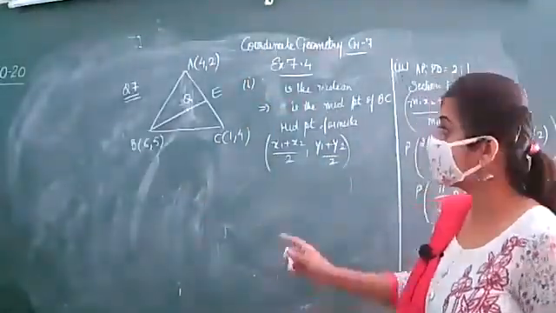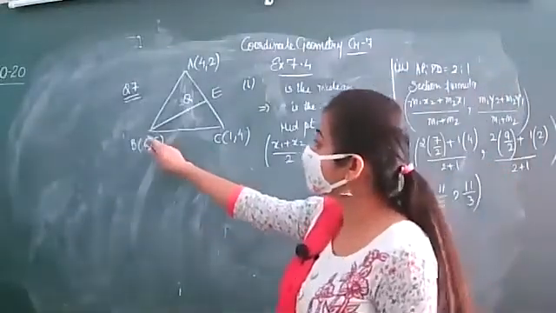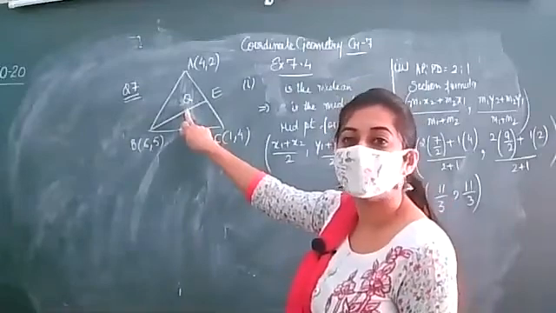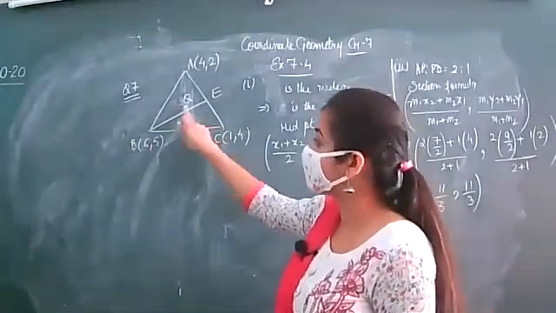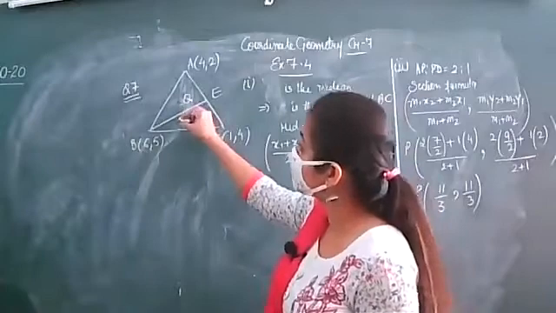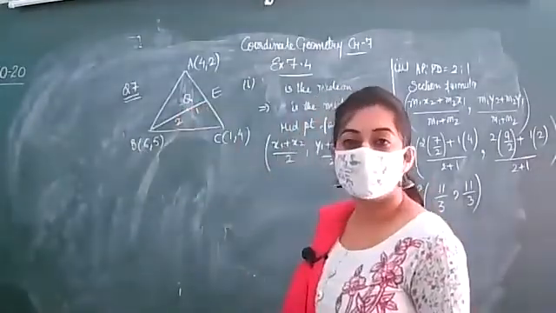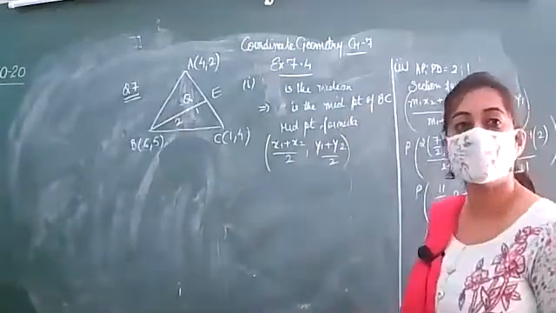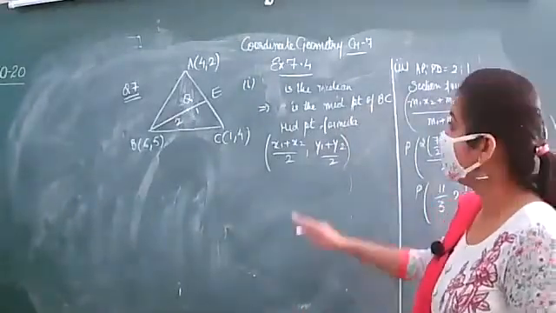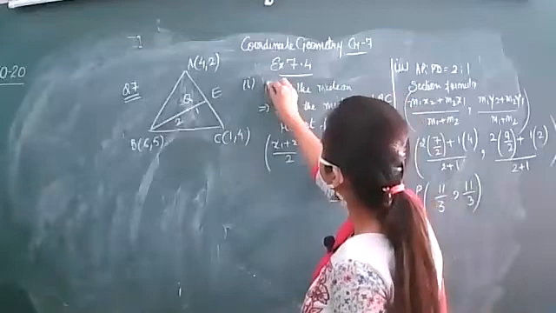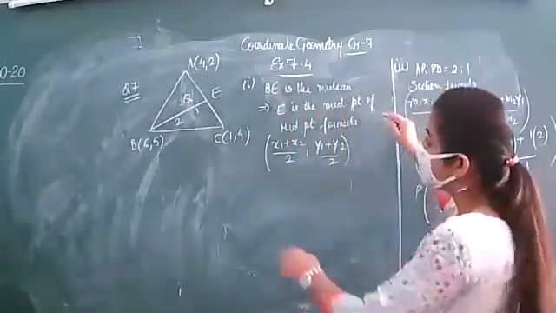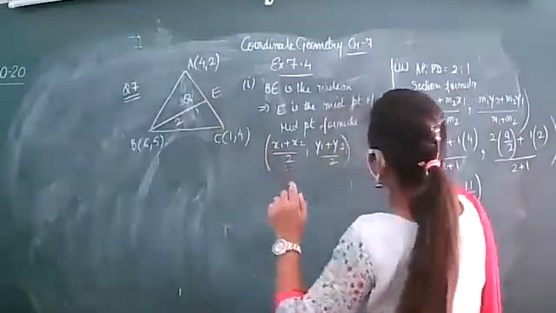Yes, look here beta. In the third part, you have given BE is the median, and on this we have a point Q that is dividing BE in the ratio 2:1. So it is a similar case as we have done in the first and second parts, so we will proceed the same way. Now we will write here BE is the median, so E is the midpoint of AC.